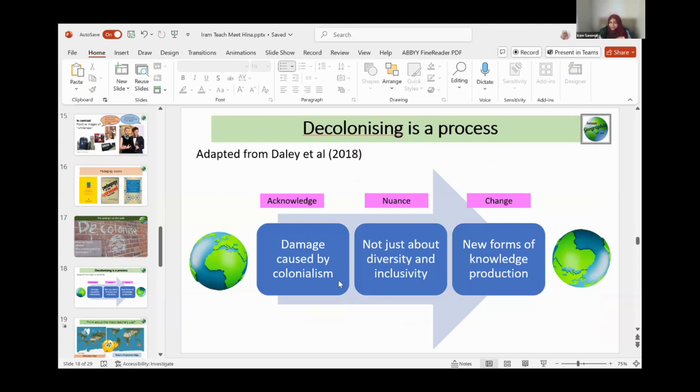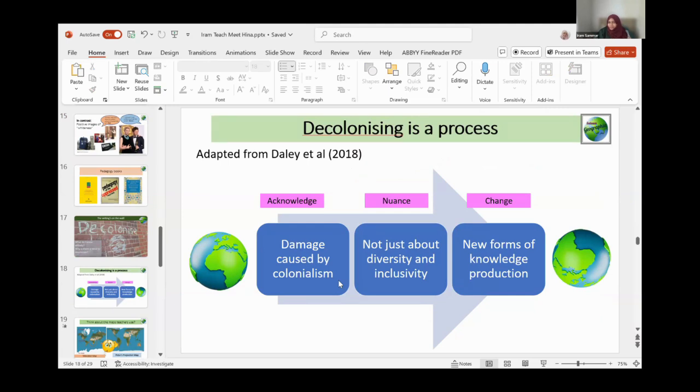So as you can see, on one end you've got the world, what we've seen, the right side up, and then you've got it upside down. And the way in which we get to this position is basically acknowledge. This is taken from Patricia Daly's book, 2018. We need to acknowledge the damage actually caused by colonialism. All those case studies that we love to teach about.